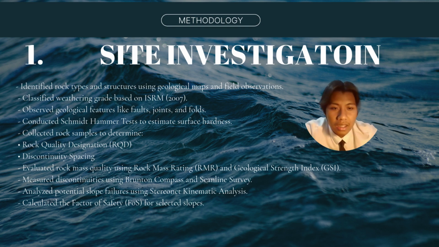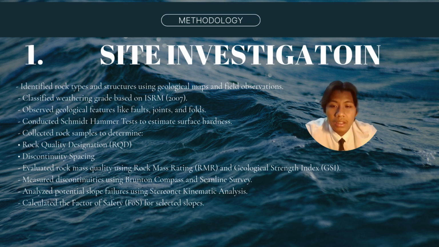Number one is classified weathering grade based on ISRM. Number two is observe geological features like faults, joints, and folds. Number three is conduct Schmidt hammer test to estimate surface hardness. Number four is collect rock samples to determine the RQD and discontinuity spacing.